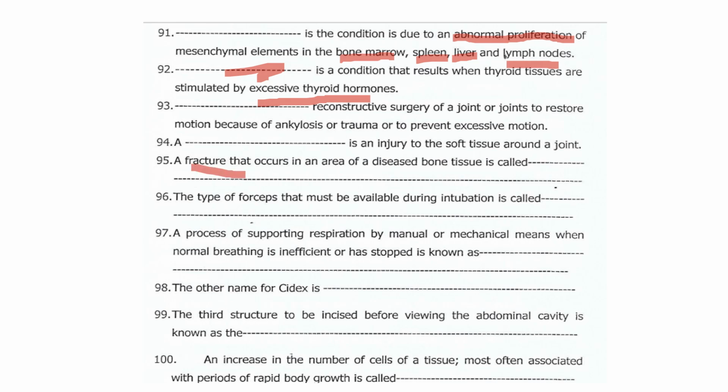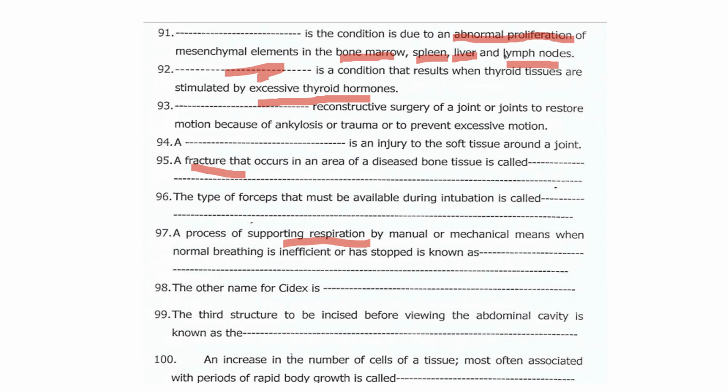96, the type of forceps that must be available during intubation is called Magill's catheter forceps. A process of supporting respiration by manual or mechanical means when normal breathing is insufficient or has stopped is known as mechanical ventilation. The other name for Cidex is glutaraldehyde, which is Cidex. They are just looking for the other name, glutaraldehyde.